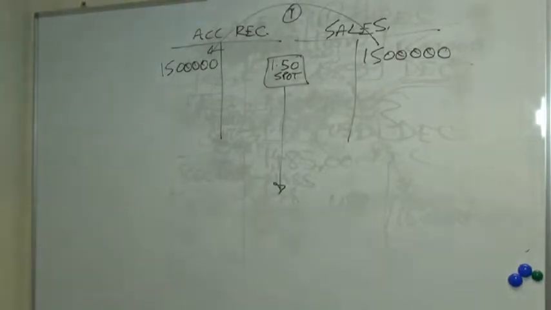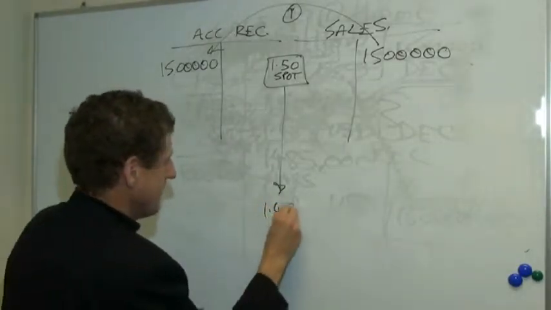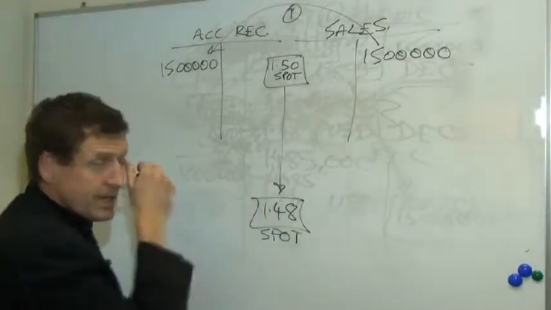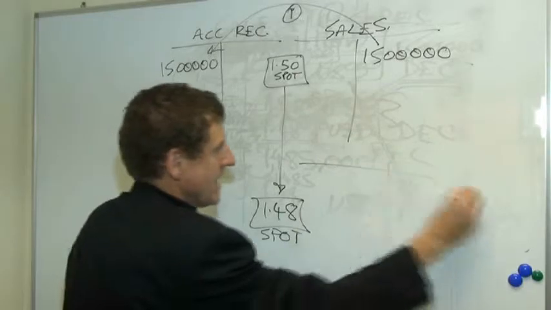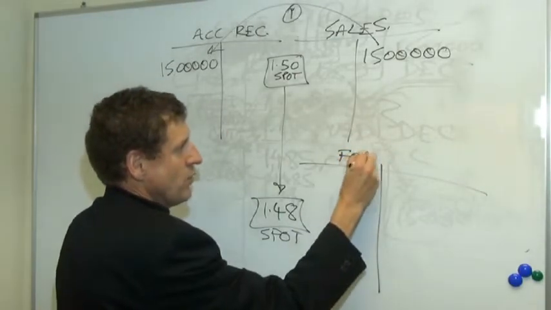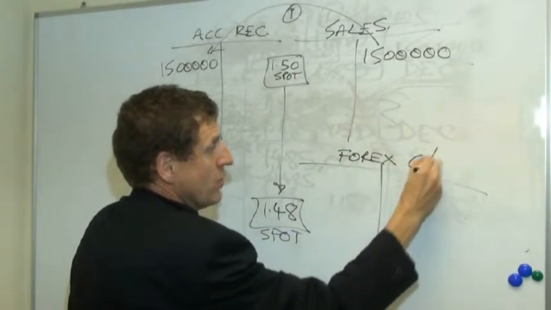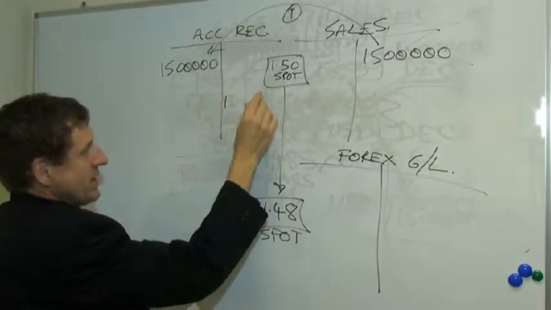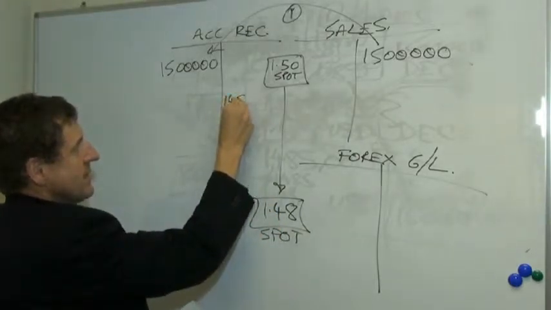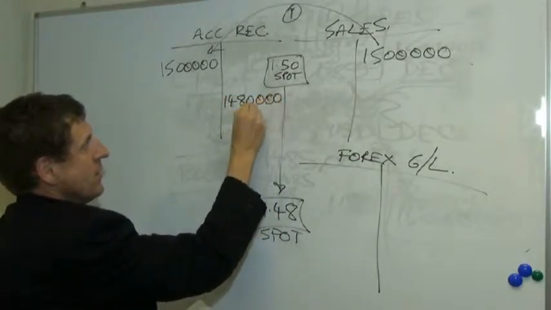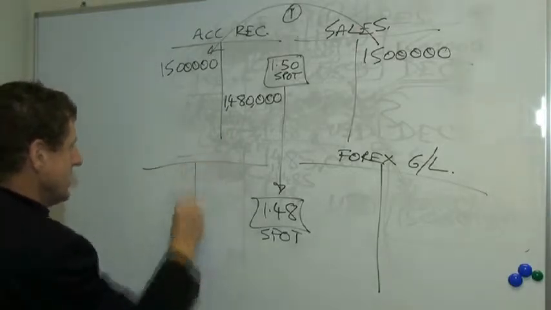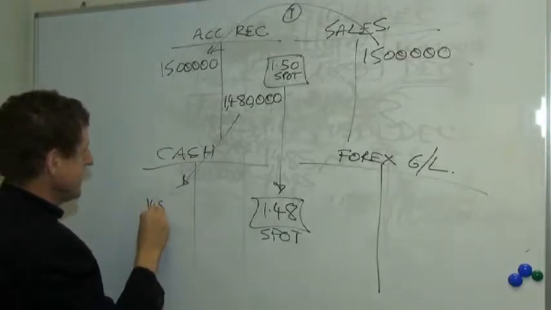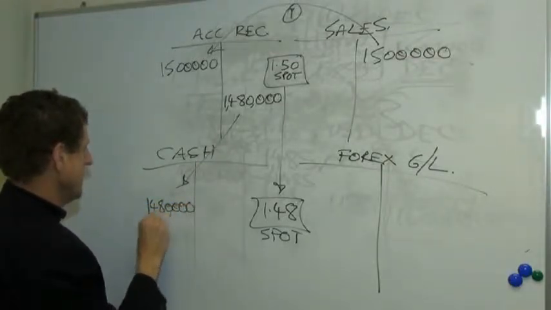Okay, so let's write this down. The spot rate goes down to 1.48 in 3 months' time. So in 3 months' time, guess what's going to happen? You're going to have a Forex gain or loss, because really, how much are you going to receive in 3 months' time? Yes, you're right. You're only going to receive 1.48 million. So that's going into your cash. 1.48, that's how much is going into your bank account. Nothing more, nothing less.